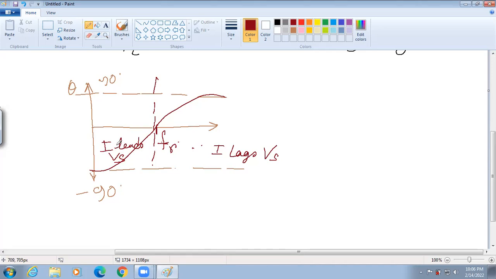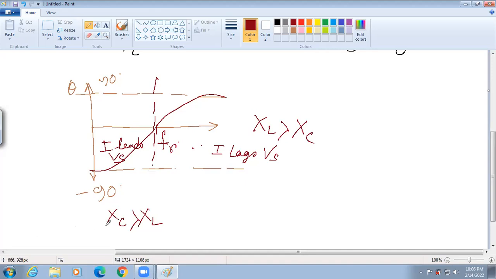Okay, so at a frequency below fR, I leads Vs because the capacitive reactance is greater than the inductive reactance. Here Xc is greater than XL, and in this region XL is greater than Xc. Okay, this is the main thing.